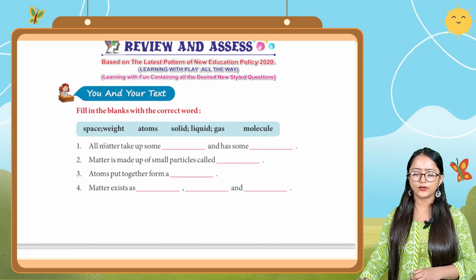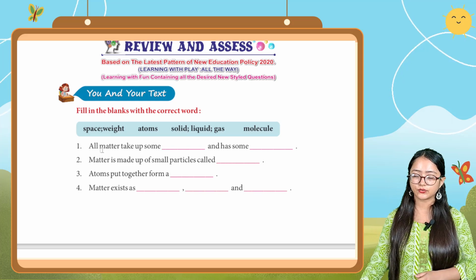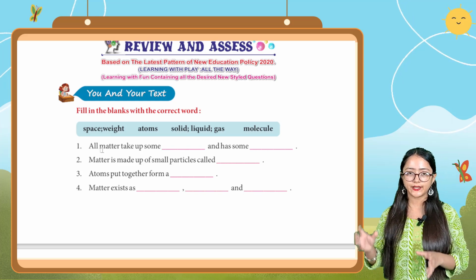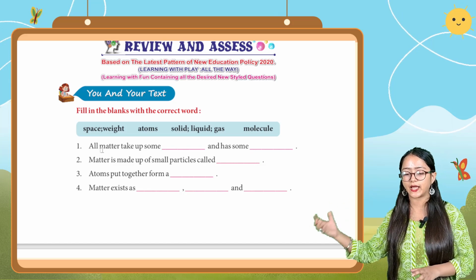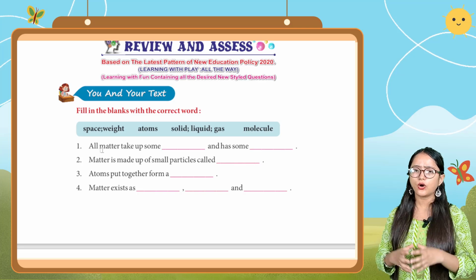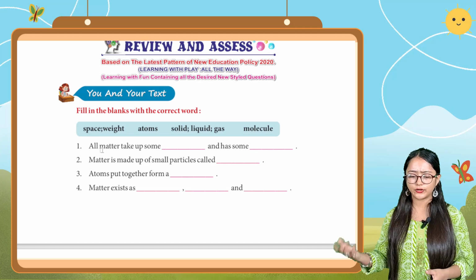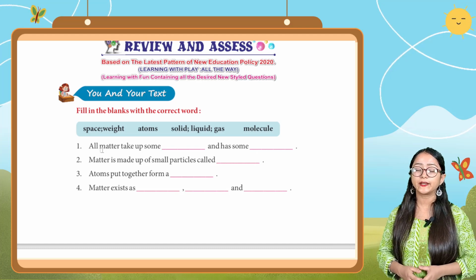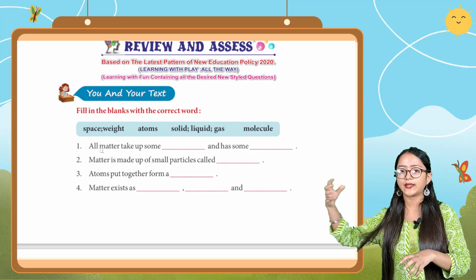Now we're going to do some exercises. The first one is fill in the blanks. The first question: all matter takes up some dash and has some dash. Is it atoms, molecules, or is it space and weight? It is space and weight. So all matter takes up some space and has some weight.